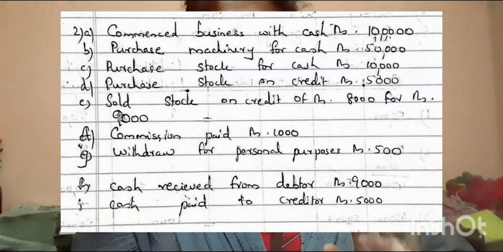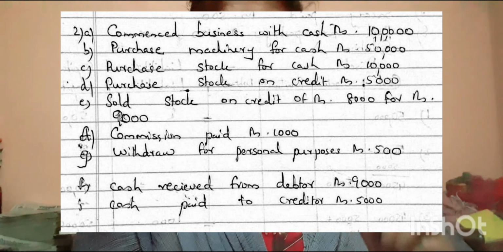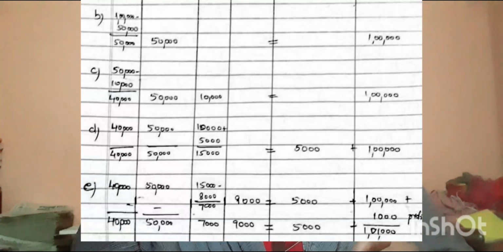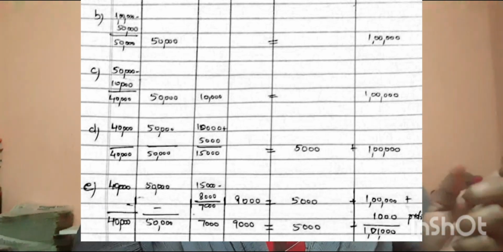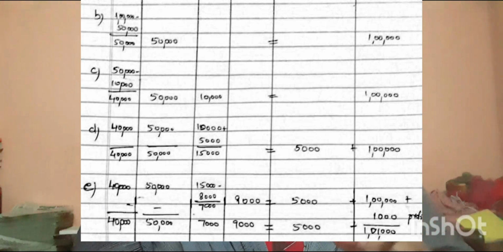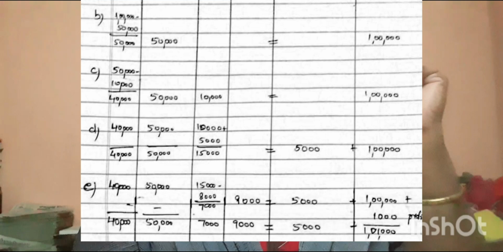Then another transaction, purchase stock on credit, rupees 5,000. Purchase stock on credit means we are not paying the cash, so the liability will increase. Cash is the same, then stock will increase. We already have 10,000 rupees stock, then 5,000 stock will be added, that is 15,000 worth of stock in our hand. On the other side, liability 5,000.